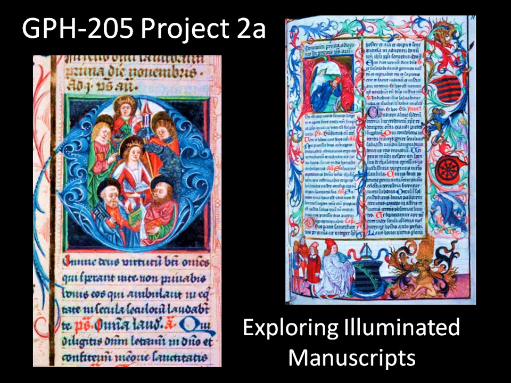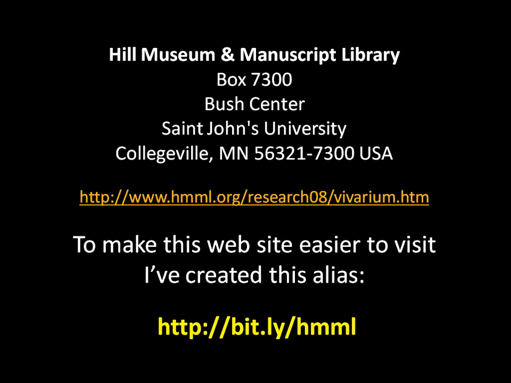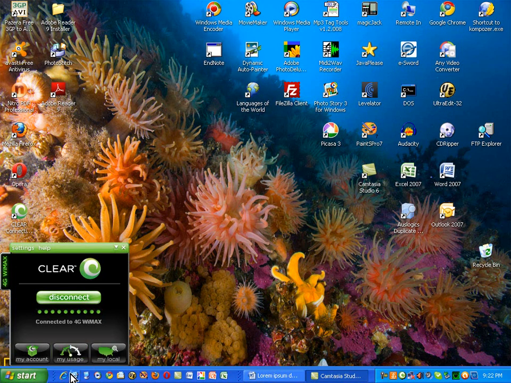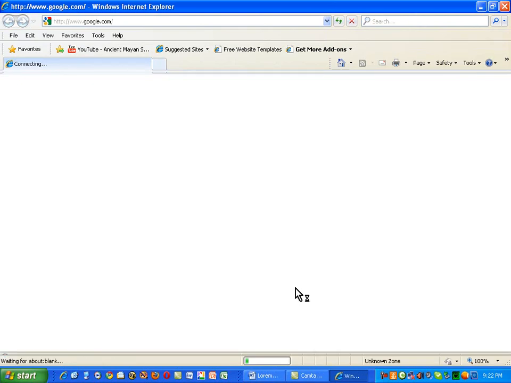in these two examples. What we're going to be doing in this project is to visit a website, the Hill Museum and Manuscript Library. This is provided by St. John's University in Minnesota. The URL in the middle of this page is how you can get to a website at which you'll find thousands of illustrations of illuminated manuscripts. However, I've also made an alias for this, and it's here at the bottom of the screen. Now I'm going to get to that page right now myself, just to demonstrate how it's done.